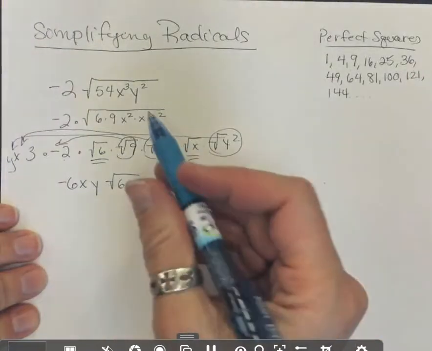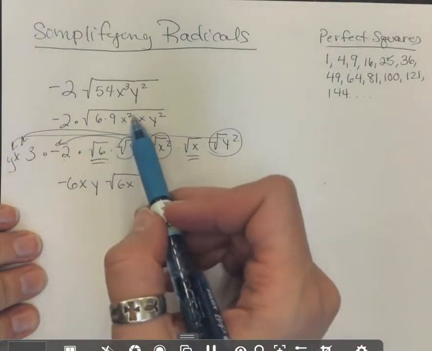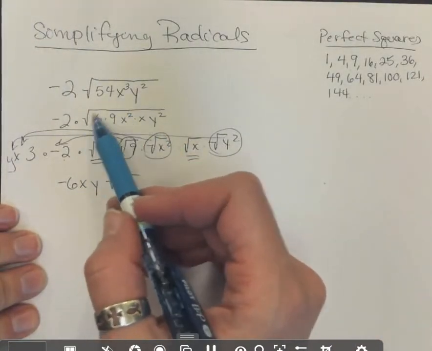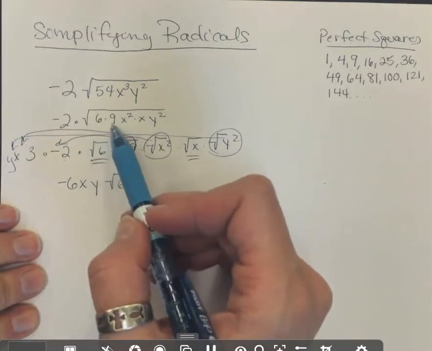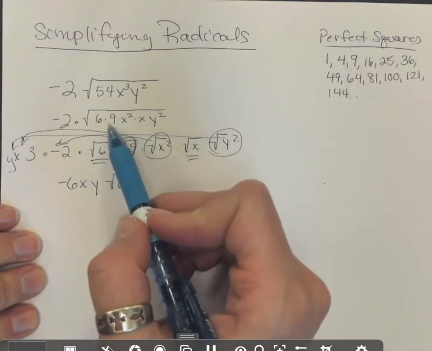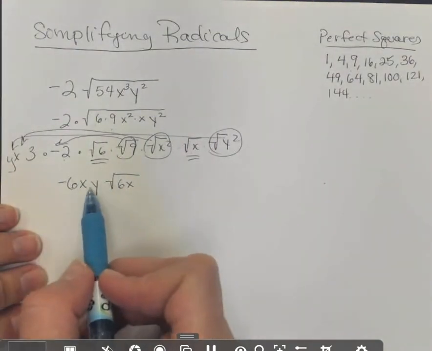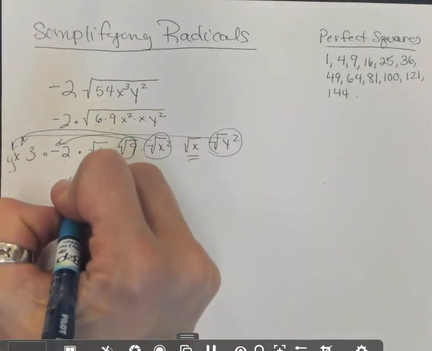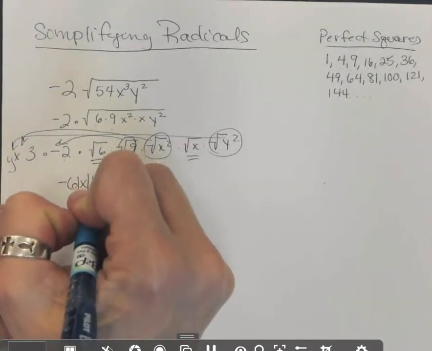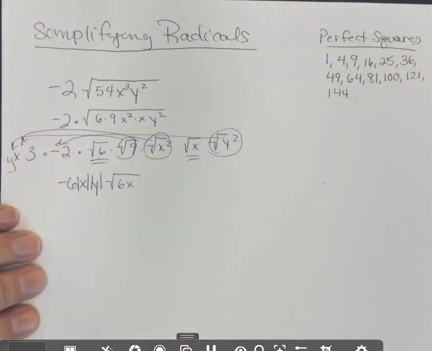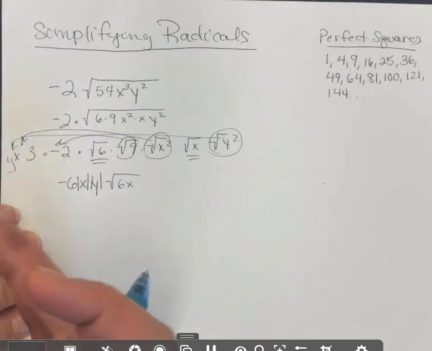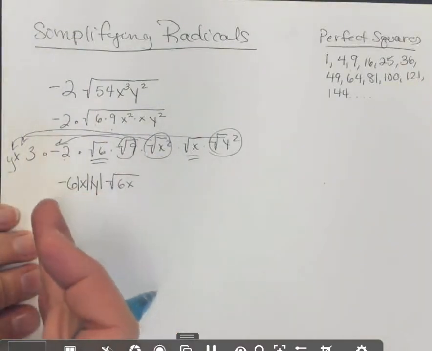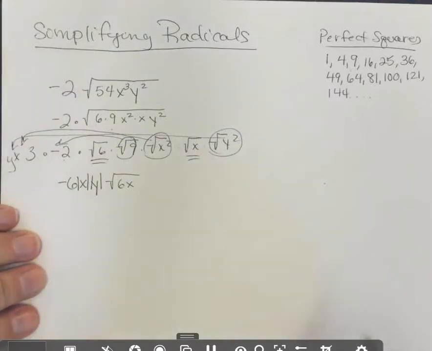Now, since this is an even root, square root, or the fourth root, or the sixth root, what's coming out of the square root has to be positive for it to work. So we're going to put absolute value marks on either side of our x and our y to force them to be positive. If you're taking a cubed root of negative 8, that is negative 2, so we don't need those absolute value marks.